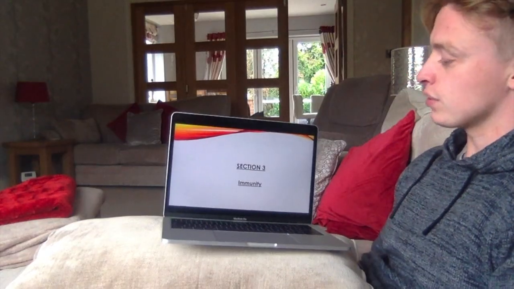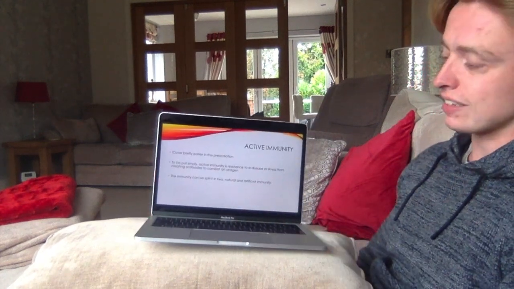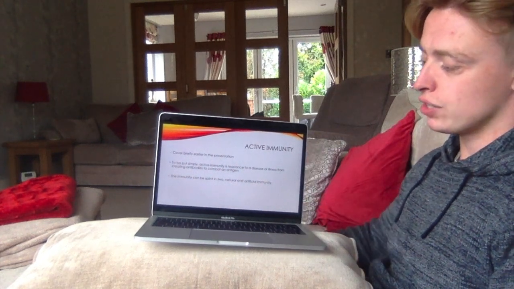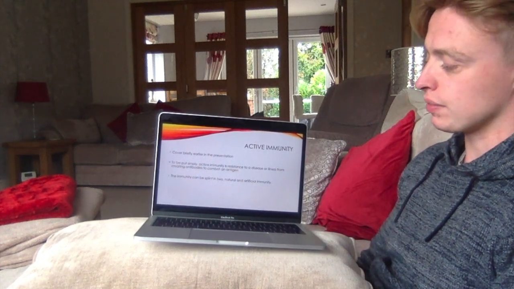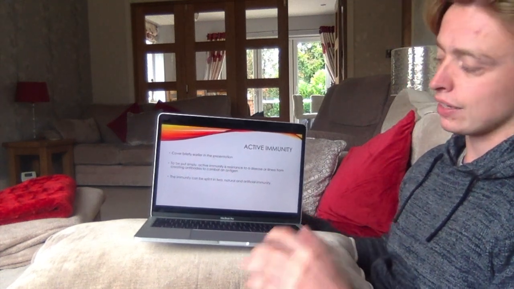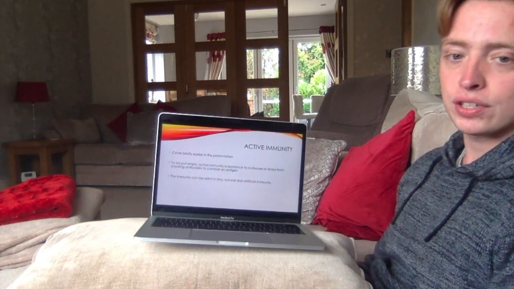Okay, so now we move on to section 3. Section 3 is all about immunity. The first thing that we're going to be discussing is active immunity. I have covered it briefly earlier in the presentation. To put it simply, active immunity is resistance to disease or illness from creating antibodies to combat an antigen. Immunity can be split up into 2 sections, natural or artificial immunity.